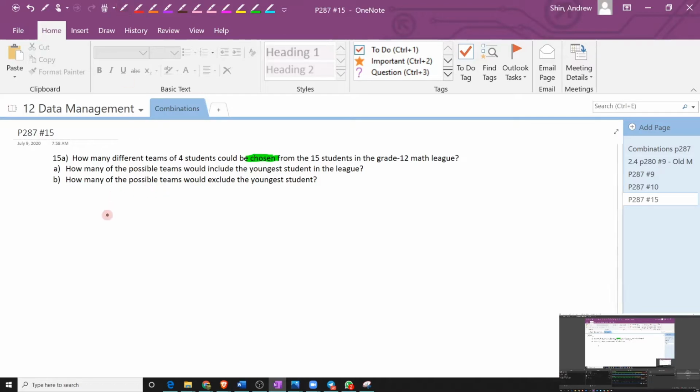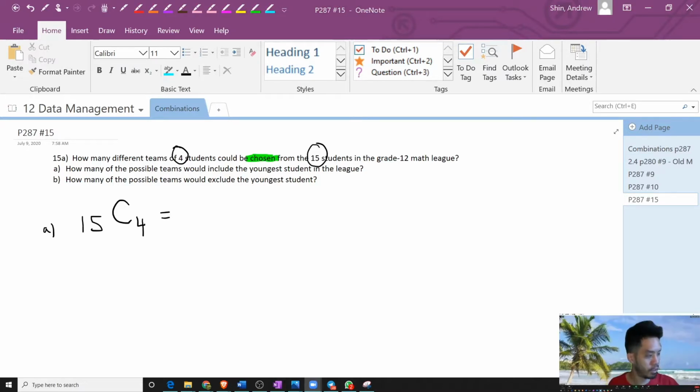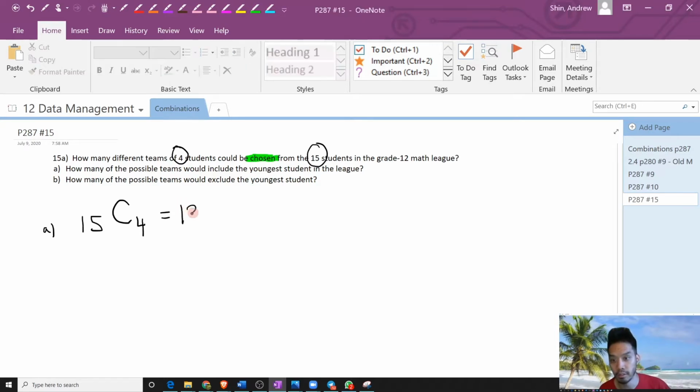So if order does not matter, and we have 15 students, and we're choosing 4 of them, really all there is to this question is we're doing 15 choose 4. Let me get my calculator. Okay, 15 choose 4. So that's 1365. So there's 1365 different teams of 4 students chosen from 15.